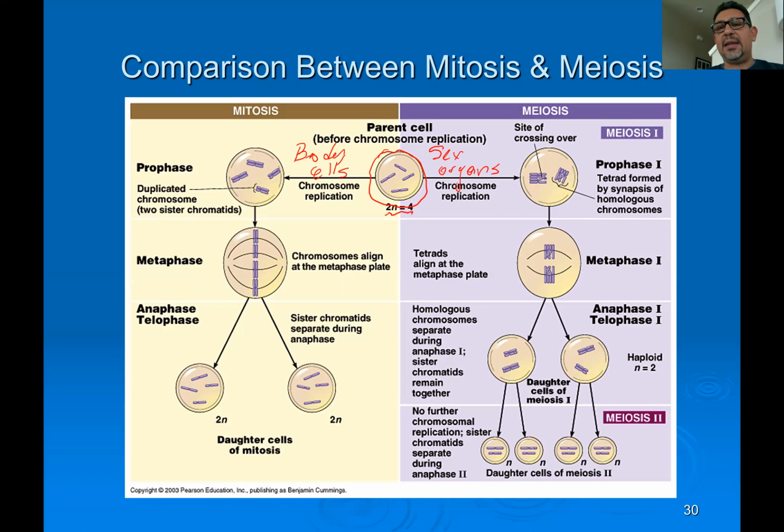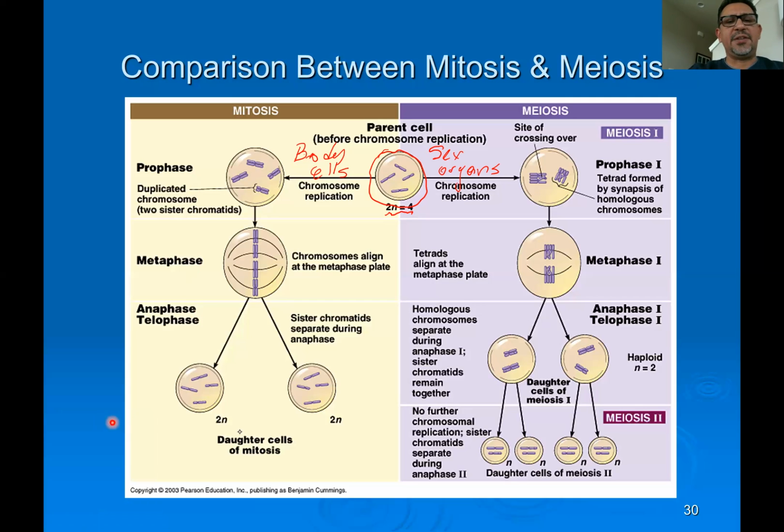And now we're going to be seeing a lot of differences. One of those is going to be the number of divisions. Mitosis requires only one round of cell division. We go through the stages of mitosis once, prophase, followed by a prometaphase, then we have a metaphase, then we have an anaphase and a telophase.